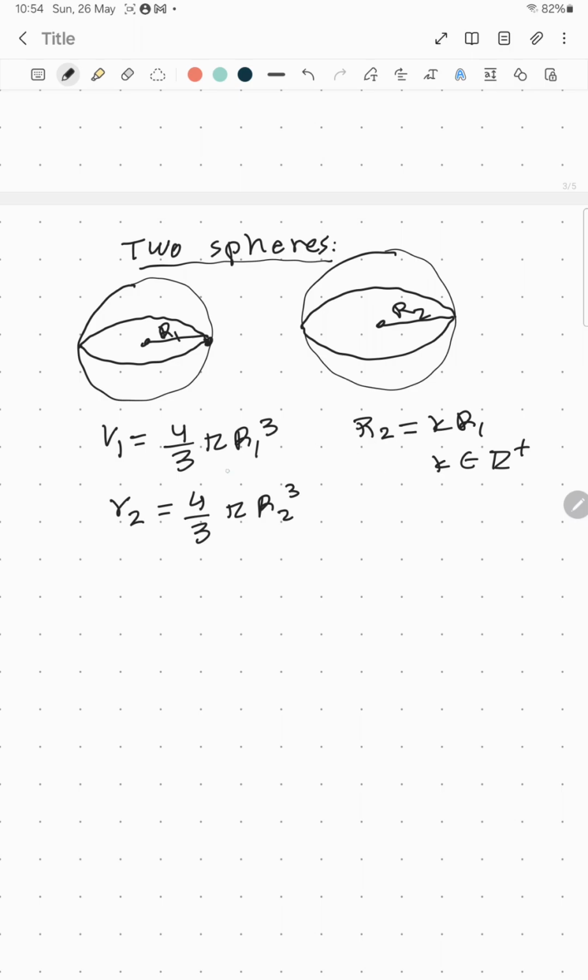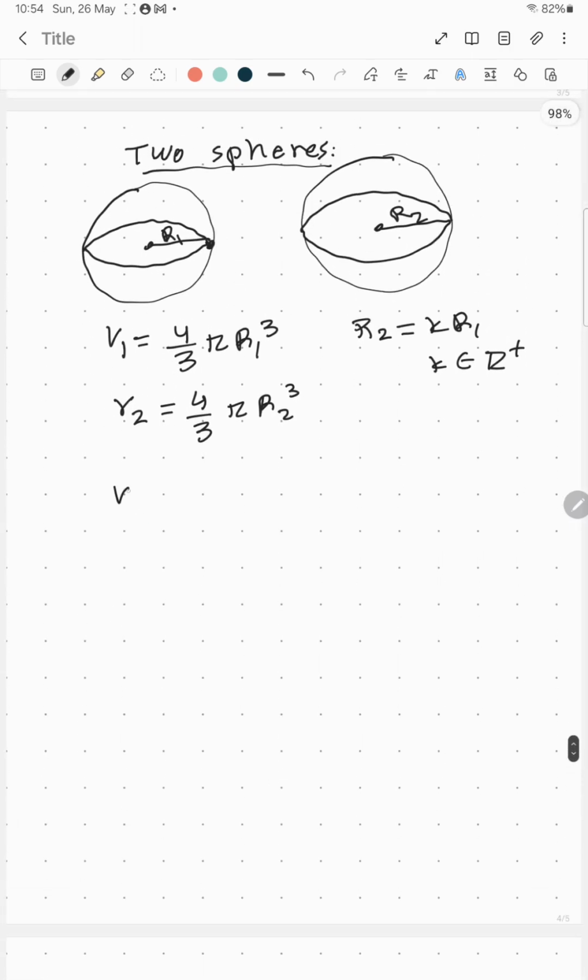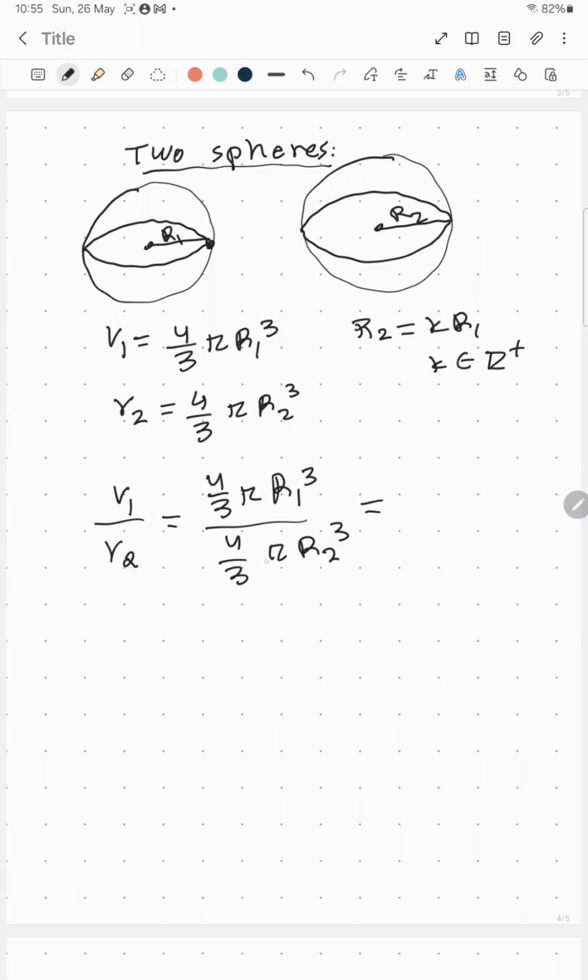Now what we want to do is to compare the volumes, taking that R2 is a multiple of R1, k times R1, where k is a positive integer. So we take the ratio V1 divided by V2, we substitute the formulas for the volumes, now we can simplify these numbers in the numerator and in the denominator. So we have R1 to the third power divided by R2 to the third power.